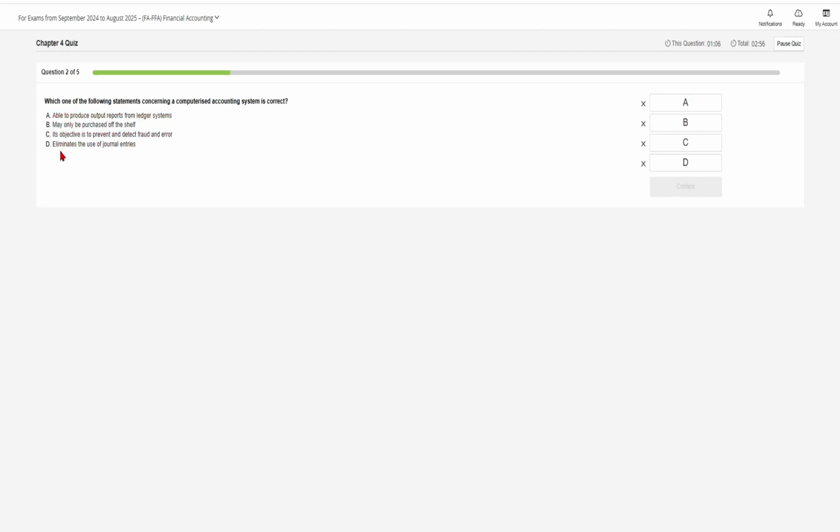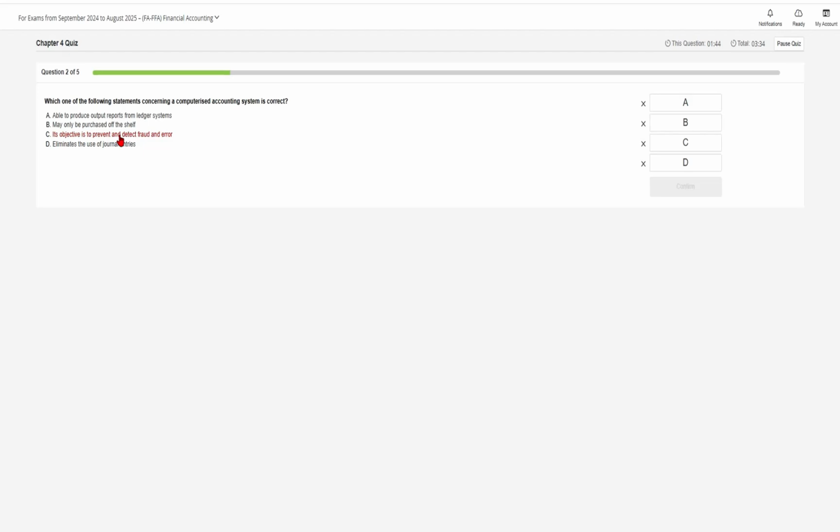Option B, may only be purchased off the shelf. It's incorrect. Why? Because you can also get custom-made software, not just ready-made. Then next we have, its objective is to prevent and detect fraud and error. Again, this is incorrect. Why? It's not the main objective. Its main goal is to record and produce the financial reports or data. It will save your time, so this could be a benefit, but not the main objective.